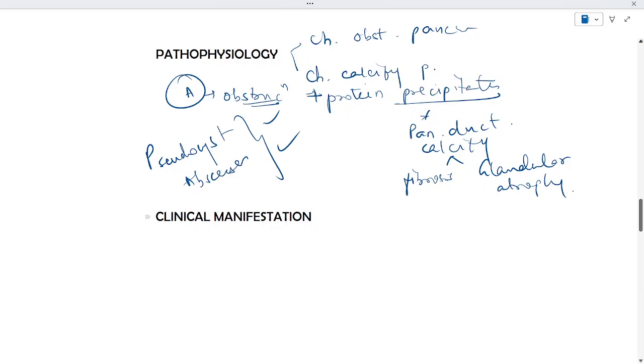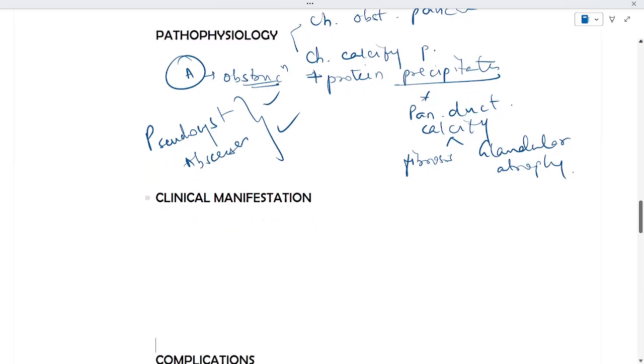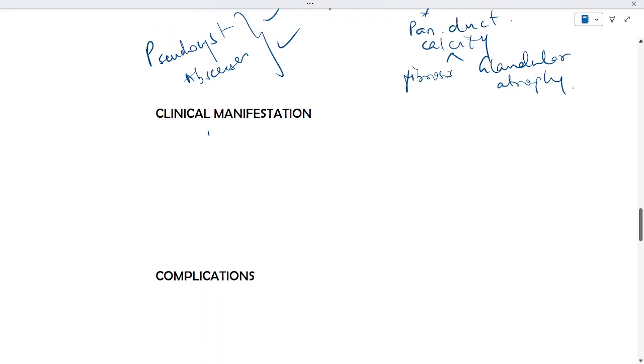Clinical manifestations, again: the patient would have upper abdominal pain, weight loss, and steatorrhea.